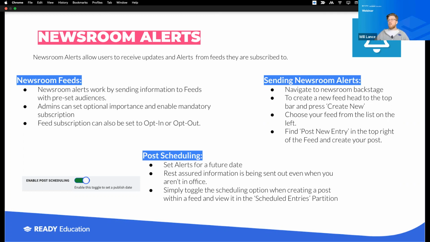The other really cool thing with the newsroom alerts that I really enjoy is the option to schedule alerts. We have this newsroom post scheduling, which means that you can set a post to go out on that feed at any date in the future. And you can rest assured knowing that that information will go out even when you're not in office. You could be away on a sunny holiday, or maybe you're not feeling well, but you can rest well knowing that all that information that is so important to your users is going out when you think it will be going out.